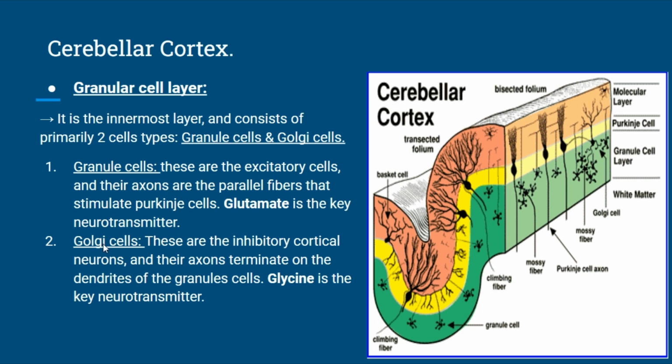The second one is the Golgi cells. These are the inhibitory cortical neurons, and their axons terminate on the dendrites of the granule cells. The main neurotransmitter here is glycine. So you can see the Golgi cell right there, and you can also appreciate the granule cells right there.